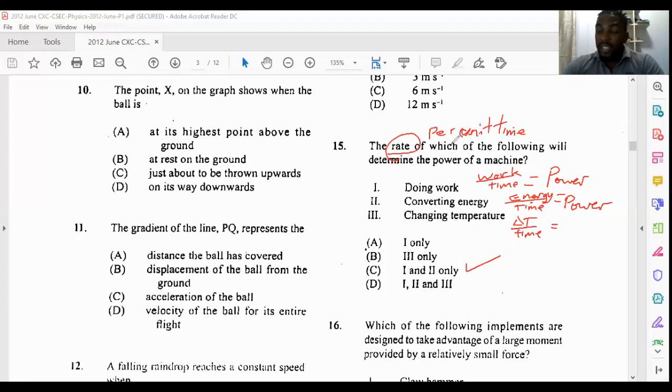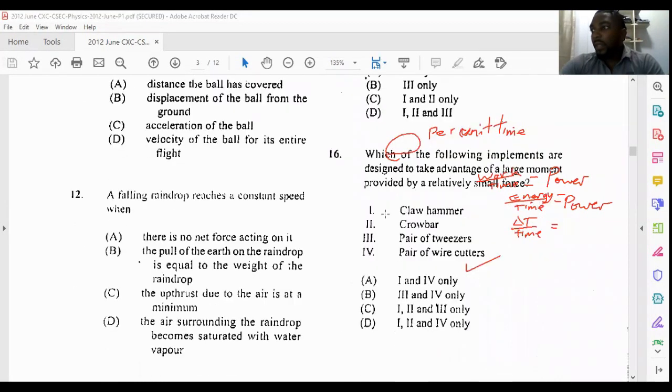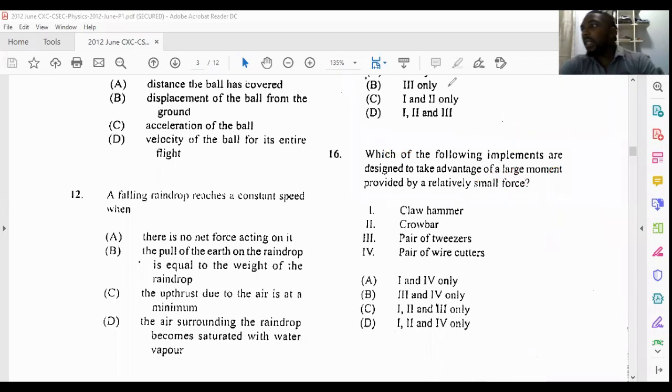Okay, so this is how we have to read and decipher questions. Let's look at one more question here. Question number 16, which says, which of the following implements are designed to take advantage of a large moment provided by a relatively small force? A large moment.